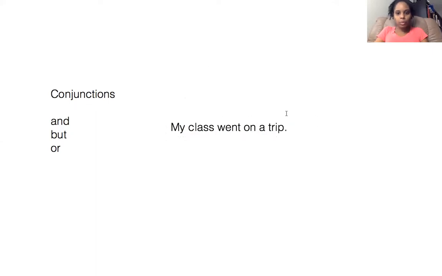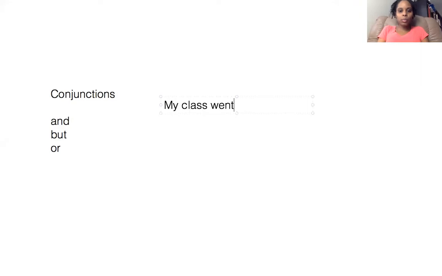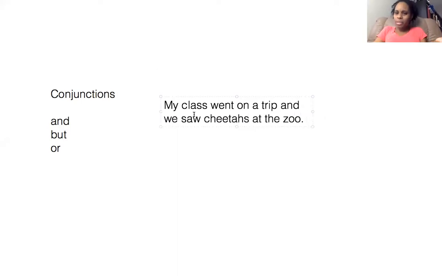Okay, my class went on a trip. How about this? Let's erase it and start the sentence over. My class went on a trip and we saw cheetahs at the zoo. Now, isn't that a more interesting sentence? I know what we did. We went on a trip, and I know what we saw on the trip and where the trip was. All because I've added in the conjunction and, which I'm going to underline. I'm going to underline the word and, which is my conjunction, and it gave us more information because we were able to add more to the sentence and to expand the sentence.